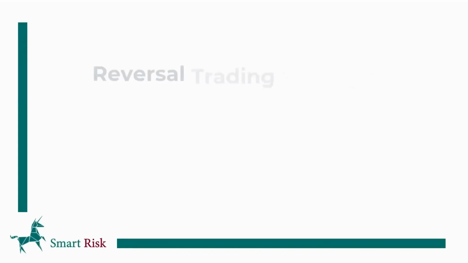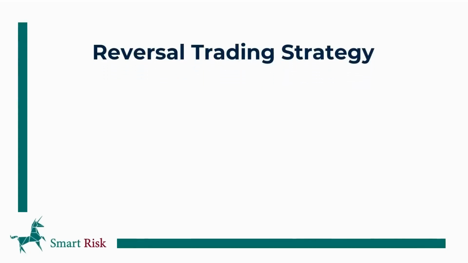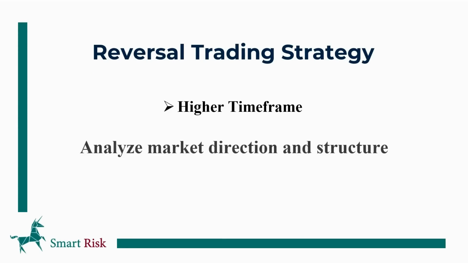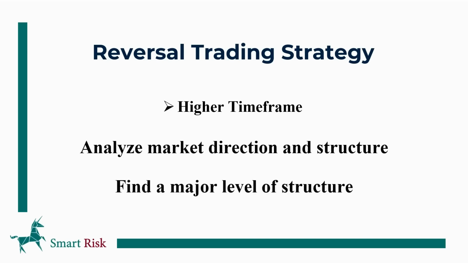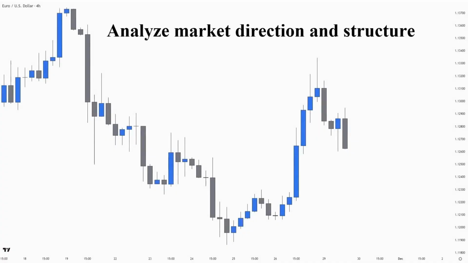Now let me show you step by step how to make a reversal trading setup. We use 2 time frames for this trading strategy. In the higher time frame, we analyze market direction and structure and look for a major level of structure that potentially can reject the price. Let's consider this as our higher time frame, where we can analyze the market structure and dominant trend.